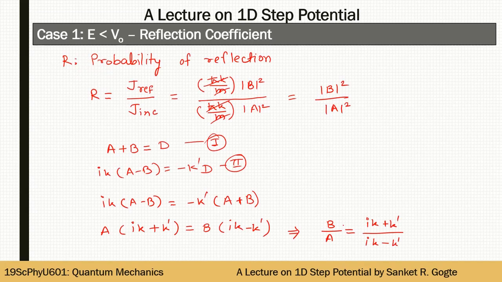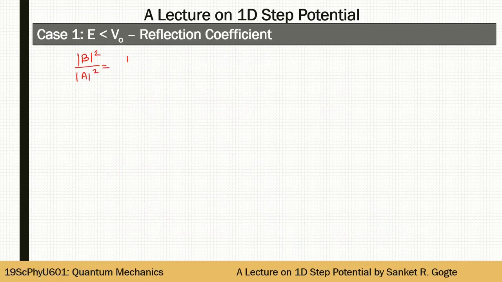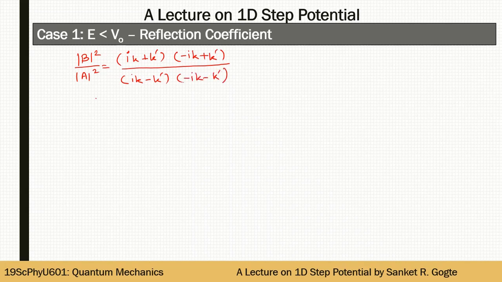To find mod B square by mod A square, we basically multiply the right hand side by its complex conjugate, and therefore that is now equal to (ik plus k prime) into (minus ik plus k prime), because that is its complex conjugate. I have to reverse the sign of the imaginary part, and same here in the denominator: (ik minus k prime) into (minus ik minus k prime).